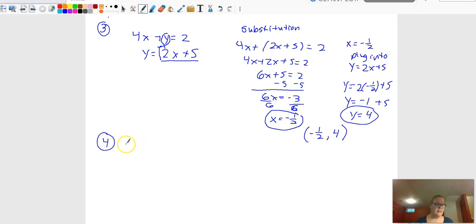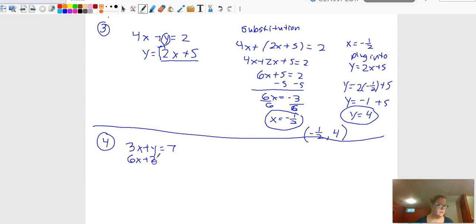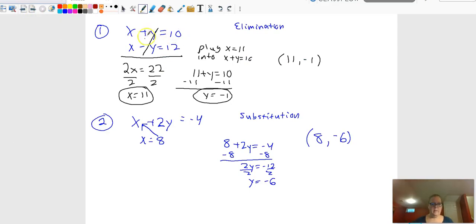The fourth problem here: 3x plus y equals 7, and 6x plus 2y equals 14. Okay, so it's not solved for a variable, so I'm going to go ahead and use elimination. But before I can do elimination, if you remember the earlier example, with elimination, the y's were already opposite each other. And you have to have them opposite each other in order to add them together to eliminate that variable.